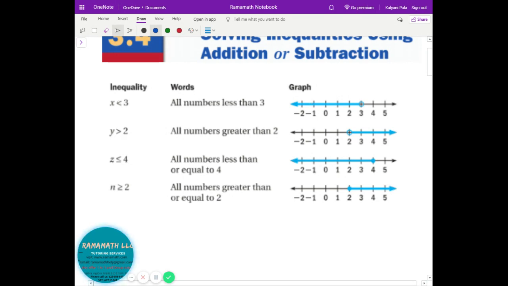But again, you see if it's only less than, it's an open circle. But if it is less than or equal, you see a closed circle or dark circle. So that means it's included at that point. Okay? And that's important to know.